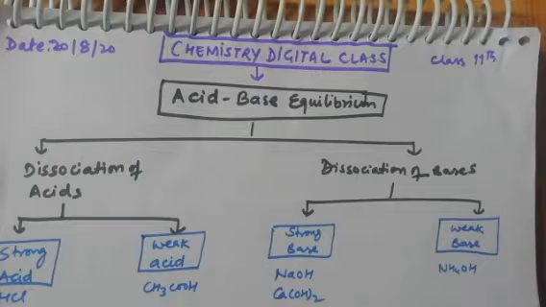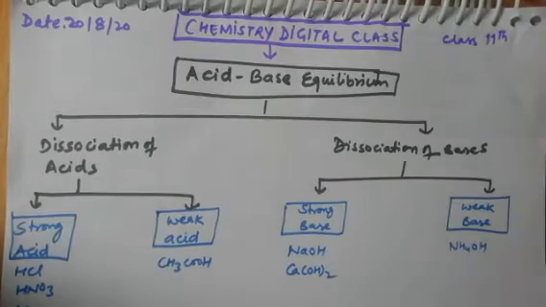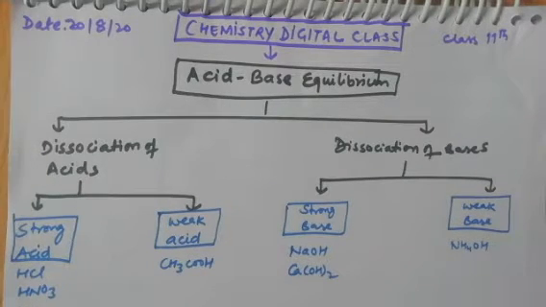I got some queries from the students that, sir, we are not understanding the basic ionic equilibrium. Up to the definition of ionic equilibrium, the acid and base concepts are defined by three scientists in different ways: the Arrhenius concept, the Bronsted-Lowry concept, and the Lewis concept. That you understood. After that, we started the acid-base equilibrium. From there, I think you are all facing a little bit of a problem, so I'm taking it from the beginning again.